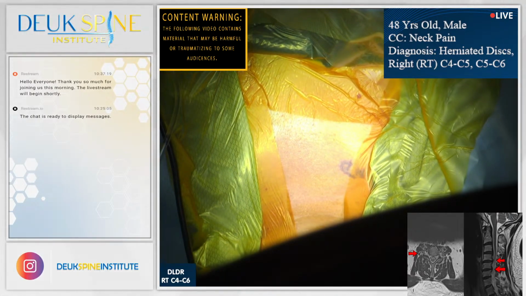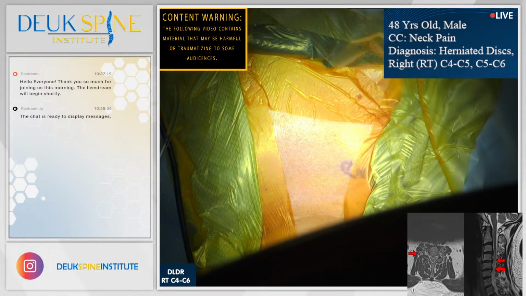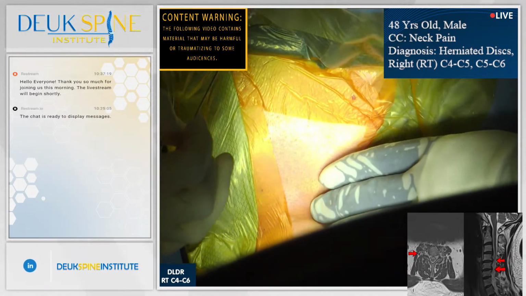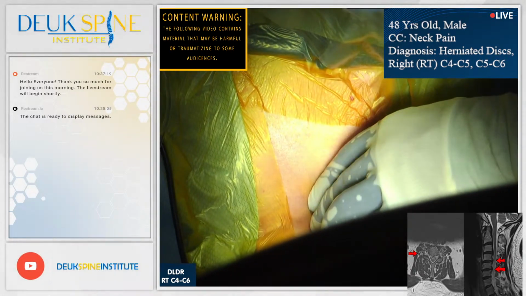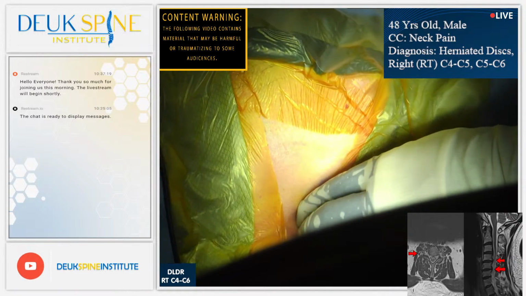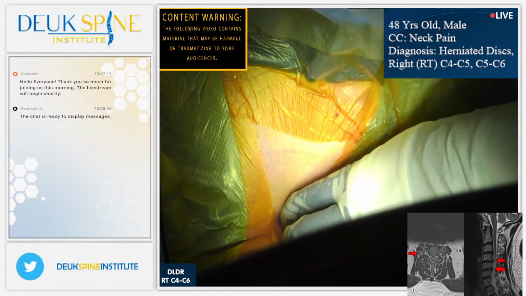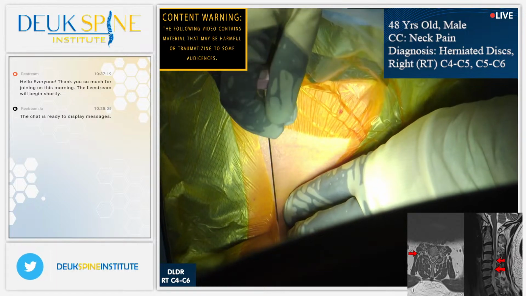You can see on the bottom corner of your screen he has an MRI, and he's having a lot of problems with the neck pain. Herniated discs cause neck pain. They're the number 1 reason people get neck pain, chronic neck pain. Henry, you want to show our audience why herniated discs cause neck pain? Yes, sir.